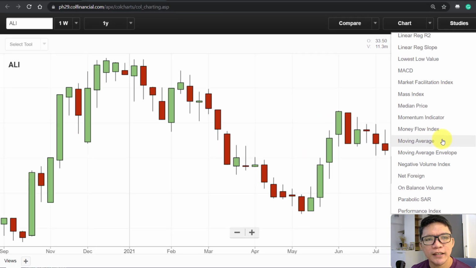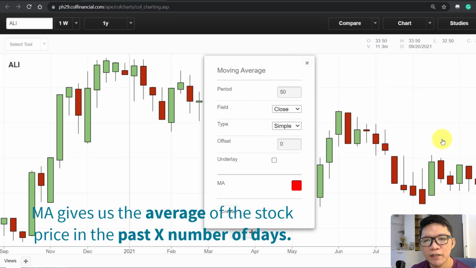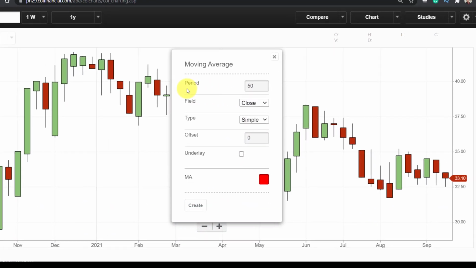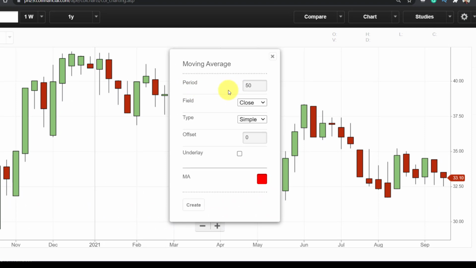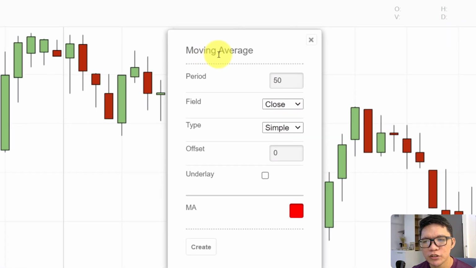Okay, so basically ang idea ng moving average is that it gives you the average of the stock price in the past X number of days. So for example, here if we use a period of 50, so this means we want to see yung average ni Ayala Land in the past 50 trading days. Okay, and then it is called moving because every day kinukuha niya yung last 50 days. So nagmo-move yung kinukuha niyang data set, in other words.